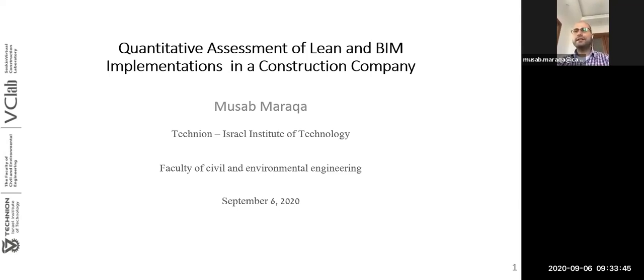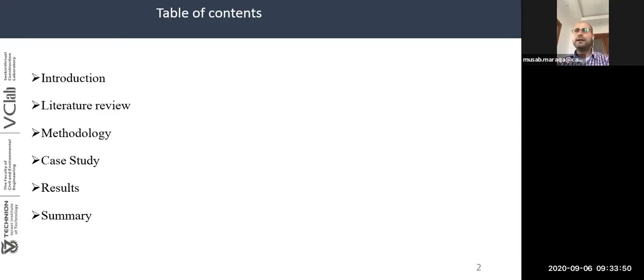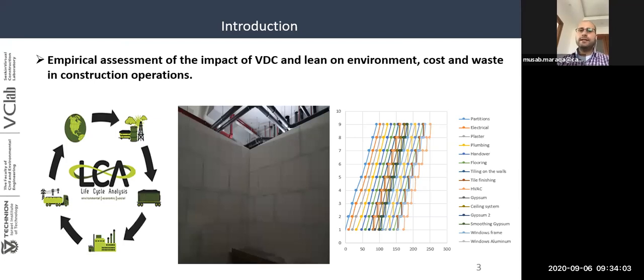My thesis subject is quantitative assessment of lean and BIM implementations in a construction company. The table of contents for this lecture will be introduction, literature review, methodology, and to give an example for the case study, results, and summary. In this research, we executed two main experiments. One of them is measuring the improvement that occurred in production and in construction. And the other one is measuring the flow in construction projects using the construction flow index.